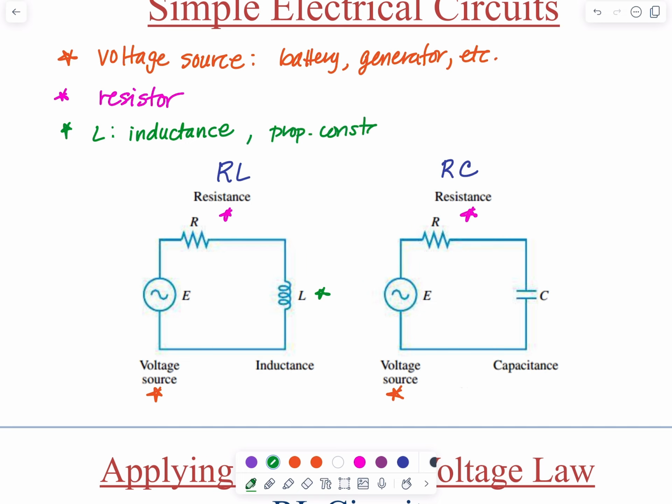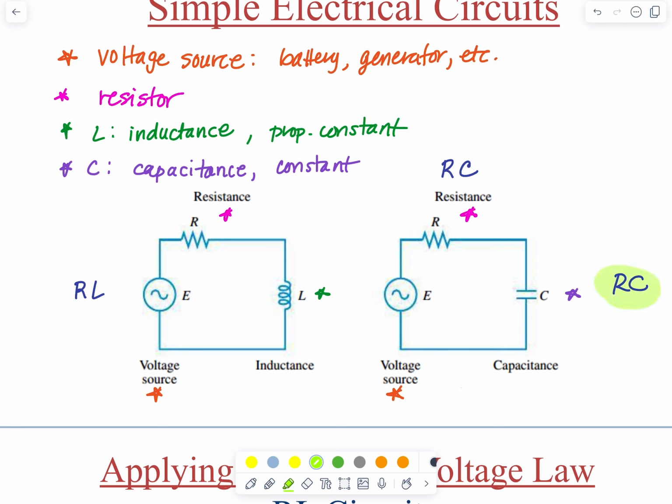And then, of course, we also have the constant C, which represents capacitance. It's also a constant. So here we have our RL circuit and our RC circuit. And I'll just go ahead and highlight those.